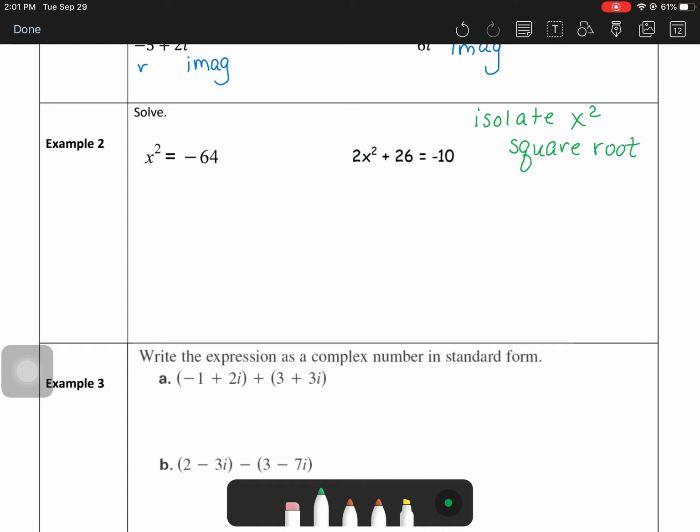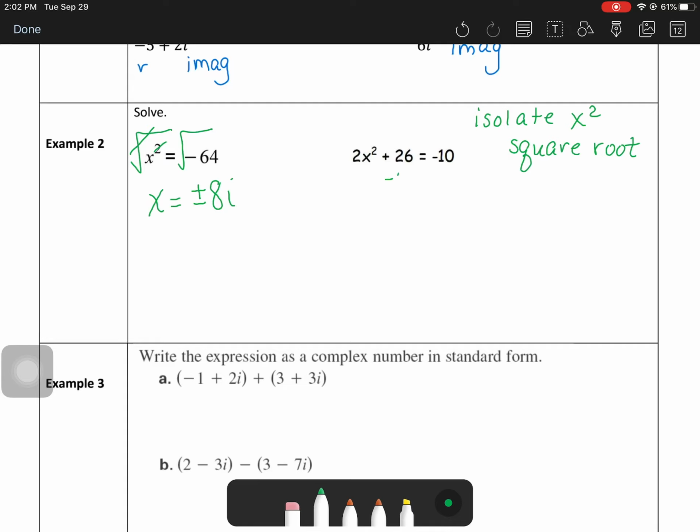In the first example, the x squared is already by itself. So if we take the square root of both sides, remember a square and a square root cancel. So we have x equals plus or minus. And don't forget the plus or minus because we don't know if it was a positive or a negative. So the square root of 64 is 8. And then remember the square root of the -1 or the negative sign is i. So we'll have plus or minus 8i.